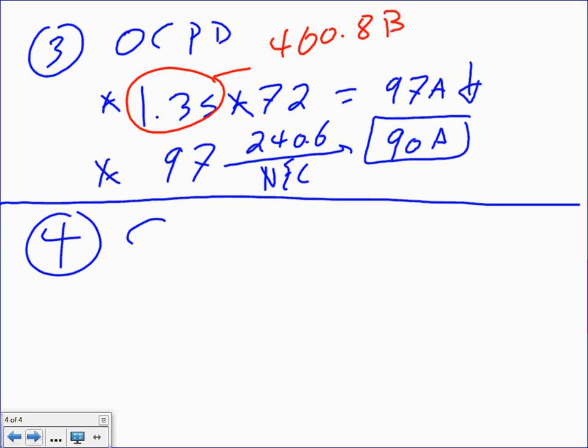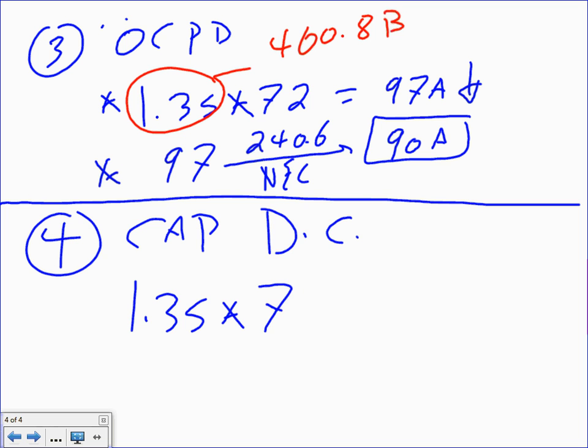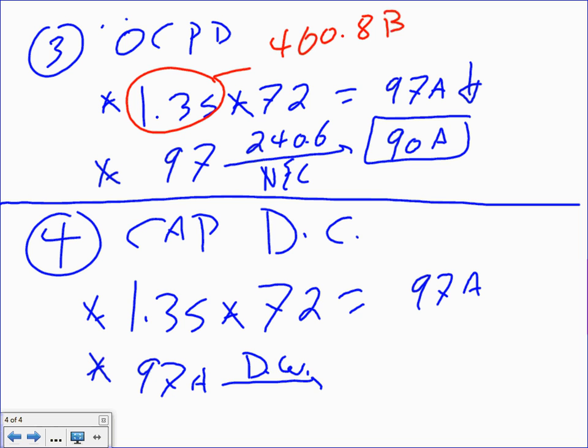4 is for the cap, and everything is for the cap here, guys. Oops, I didn't write the cap. I don't need to write it. You guys know we're sizing for the cap. Cap disconnect. The same thing, 1.35 times 72 equals 97 amps. Now, the challenge though: you're going to take this one, 97 amps, to the disconnect table, 3-12, and that'll get you 100 amp, right?